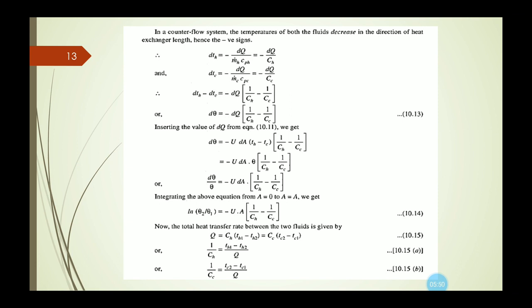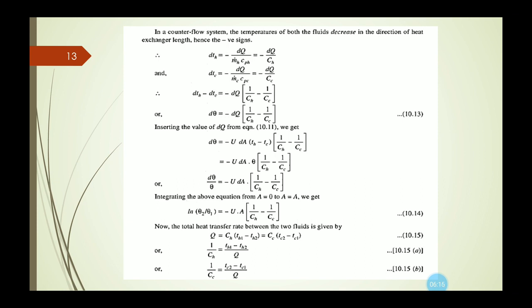So what are the capital Ch and capital Cc? These are the heat capacity for the hot fluid and Cc is the heat capacity for the cold fluid. So capital Ch equals m dot h multiplied by Cph, and capital Cc equals m dot c multiplied by Cpc.